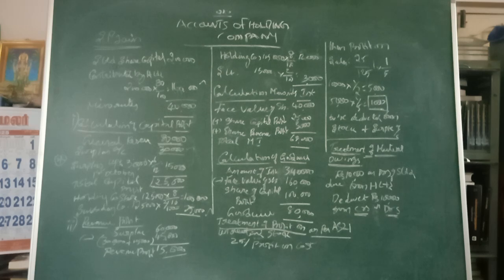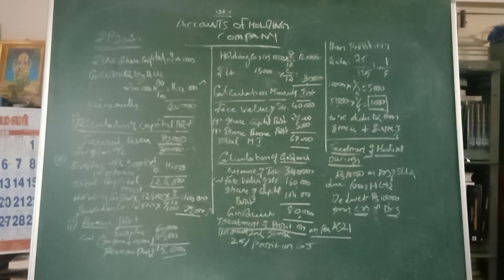Any profit on cost can also be interpreted in terms of profit on sales. Simple. What is the formula for this? Percentage of profit divided by 100 plus that percentage of profit. In the question, it is given as 25% profit on cost. So 25 divided by 100 plus 25 gives you the profit on sales. That is, it can also be interpreted in terms of profit on sales.